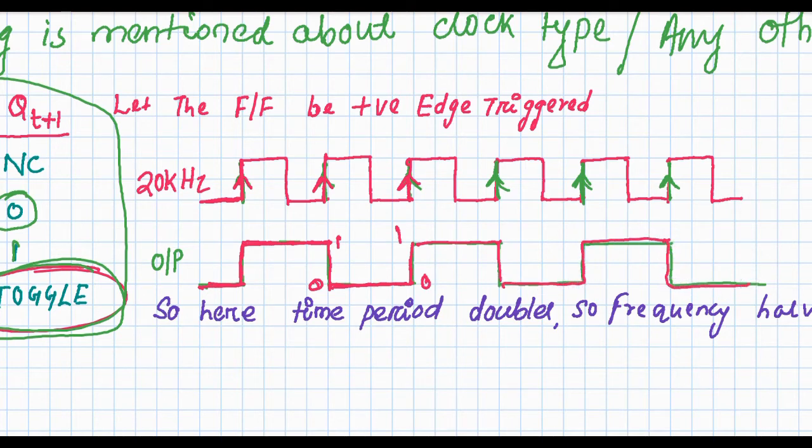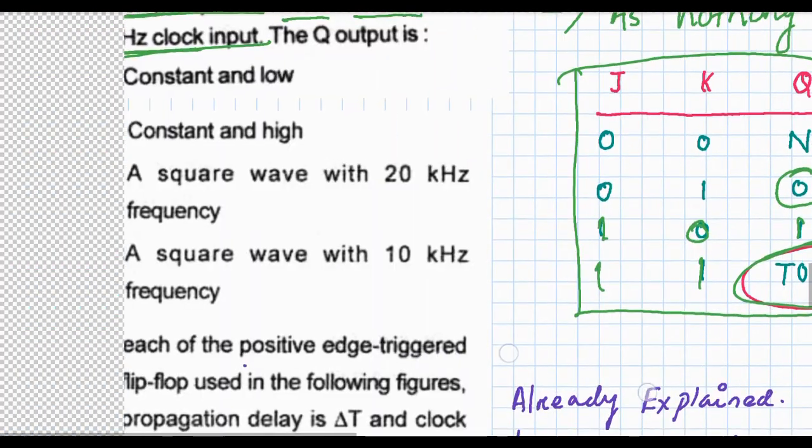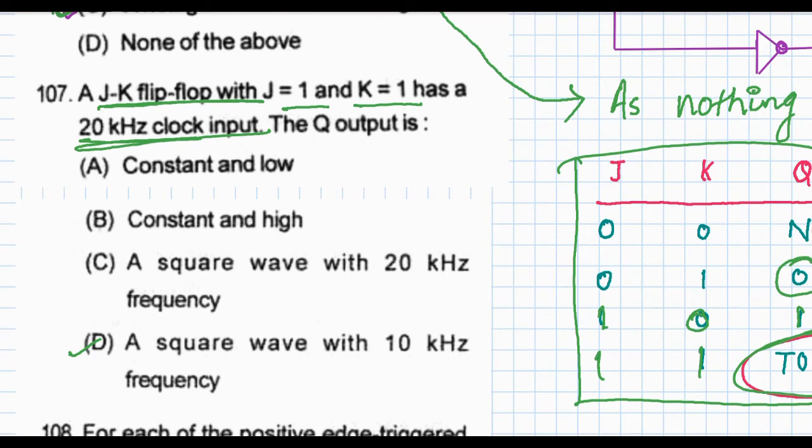That means here the time period is doubling. The clock has a time period from this to this, and the output has a time period from this to this, so the time period is doubling. Time period doubling means the frequency is halved. So this will be a square wave with 10 kilohertz frequency. If the clock has 20 kilohertz frequency, the output will have 10 kilohertz frequency. So here the answer will be option D.